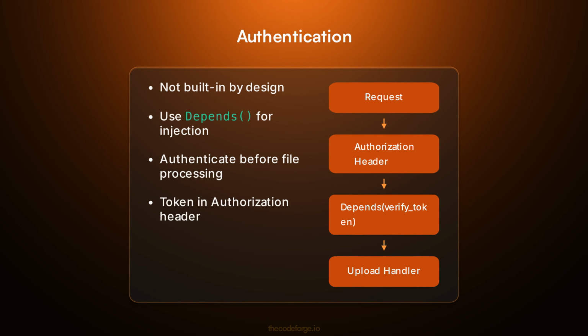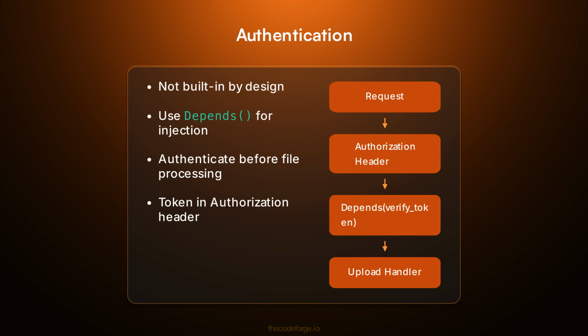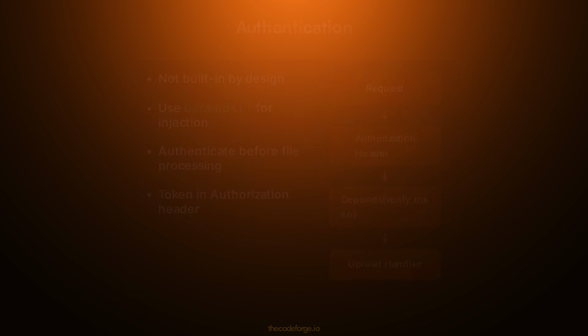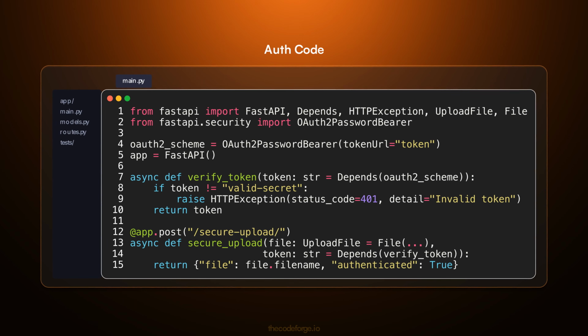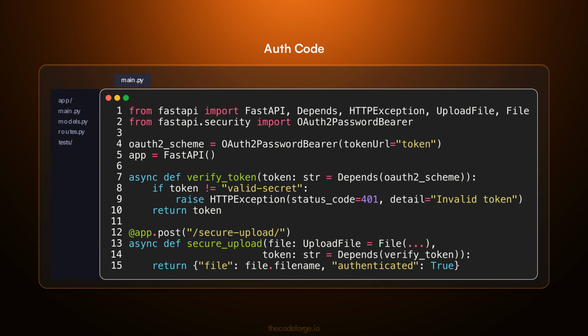Authentication in FastAPI is not built in, and that's intentional. You pick the scheme: OAuth2, JWT, API keys, or session cookies. Use Depends as the injection point. For file uploads, authenticate before accepting the file to reject unauthenticated requests early, saving bandwidth. This endpoint uses OAuth2PasswordBearer to extract a token from the Authorization header. The verify_token dependency checks the token before the file is processed. Never accept tokens via multipart form fields.